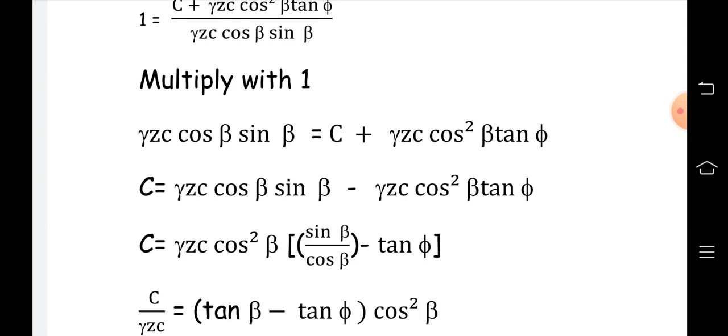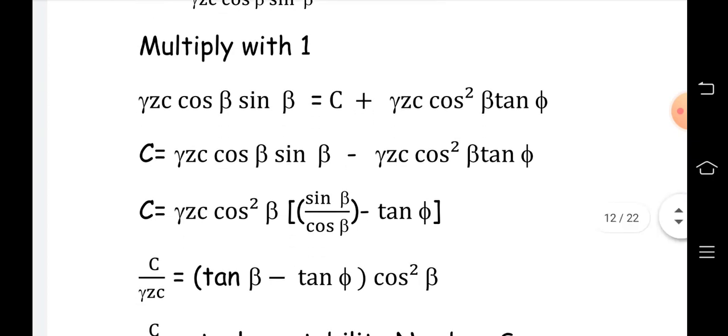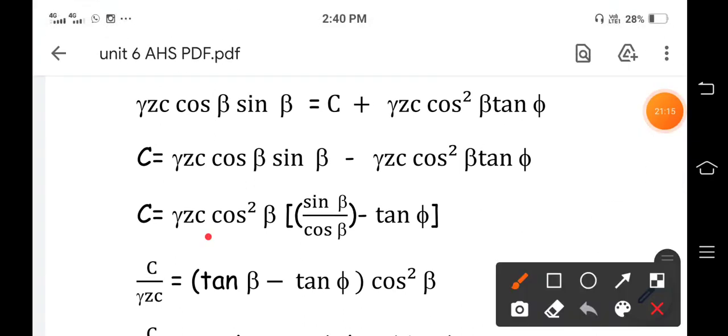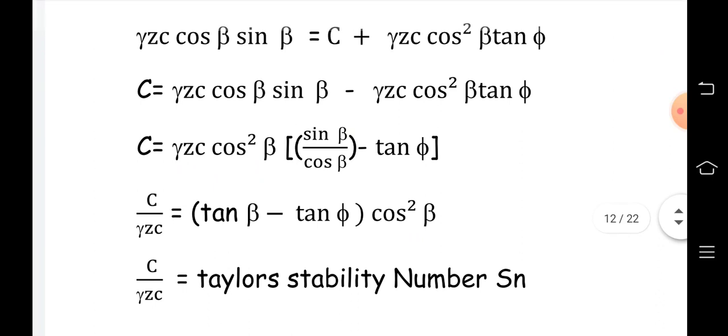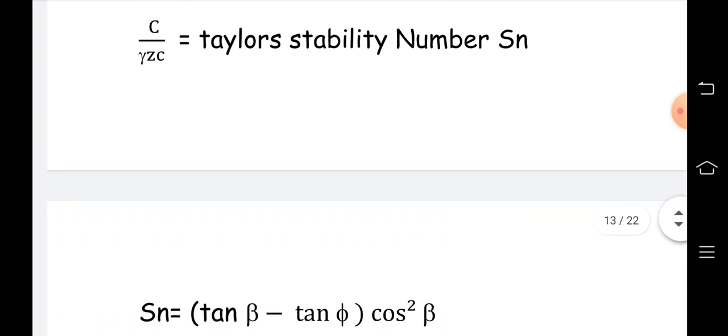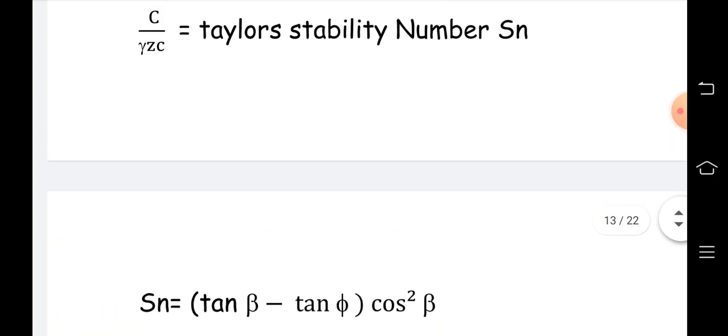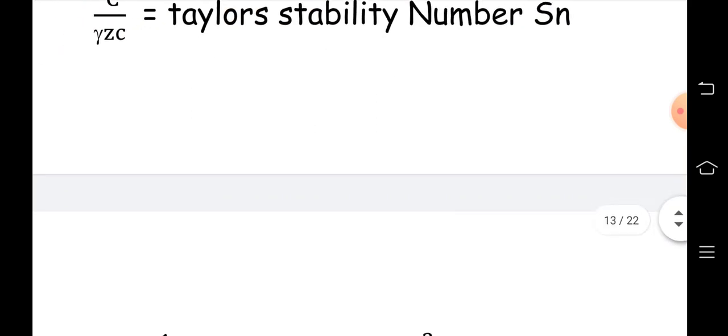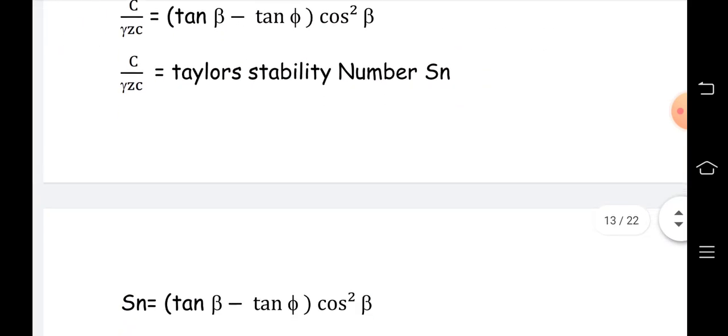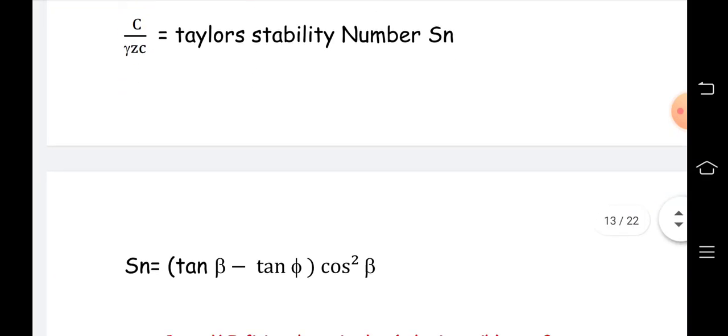So C upon gamma Zc, this term is taken to this side, is C upon gamma Zc. This is called the Taylor stability number, equal to tan of beta minus tan of phi, into cos square beta. Because this is tan of beta and this is tan of phi, and this is into cos square beta. So this term C upon gamma Zc is called the Taylor stability number, that is Sn. So what is the formula of Sn? Here is the formula: tan of beta minus tan of phi into cos square beta. This is the formula for Taylor stability number.